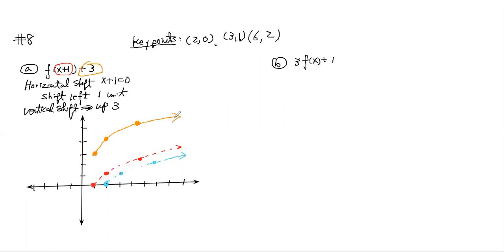So this is what my graph will look like here. Then I complete all the transformations. So there's no reflecting, right? So for this one there's no reflecting, okay? And no stretch. Okay, so now let's take a look at this one here.